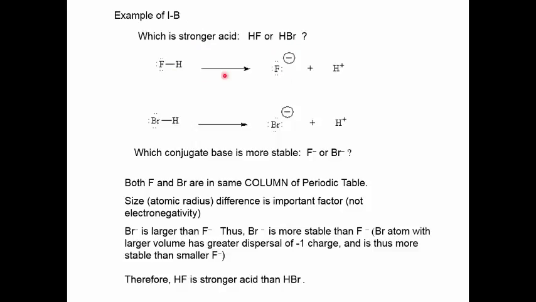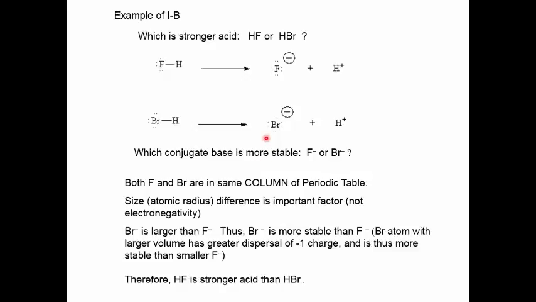We write the chemical equation for each acid dissociating. HF produces the conjugate base fluoride ion and a proton. The acid HBr dissociates to produce the conjugate base bromide ion and hydrogen ion. And now, to decide which acid is stronger, we look at the stability of the conjugate base as produced. Which conjugate base is more stable, fluoride ion or bromide ion? Well, again, remember, F and Br belong to the same column of the periodic table, and in that instance, the important factor is the size of the atom, not the electronegativity.